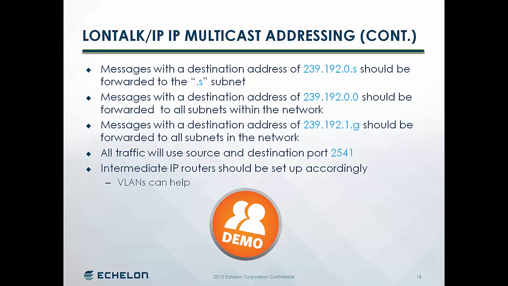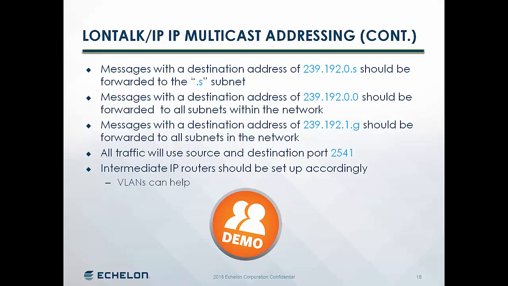So how does this work? Well, messages with a destination address of 239.192.0.s should be forwarded to the .s subnet. Messages with a destination address of 239.192.0.0 should be forwarded to all subnets within the network. Messages with a destination address of 239.192.1.g should be forwarded to all subnets within the network again.